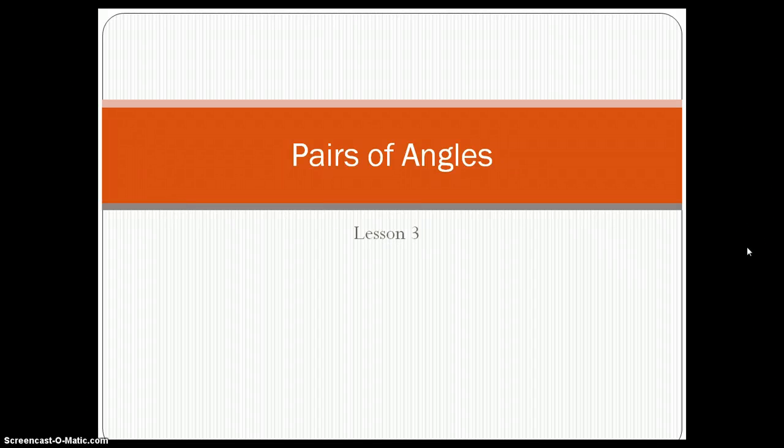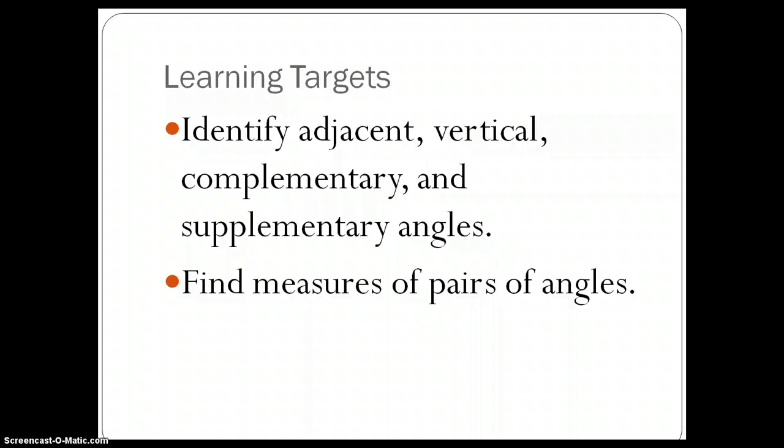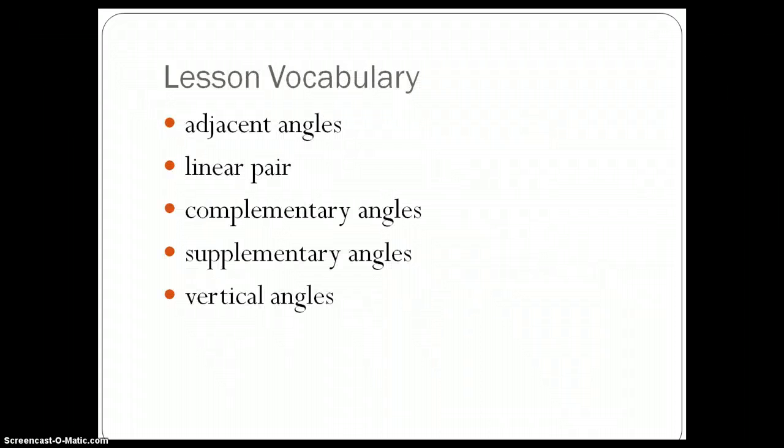Pairs of angles. This is lesson 3. Your learning targets are to be able to identify adjacent, vertical, complementary, and supplementary angles. You'll also be able to find measures of pairs of angles. Your vocabulary for this lesson are adjacent angles, linear pair, complementary angles, supplementary angles, vertical angles.